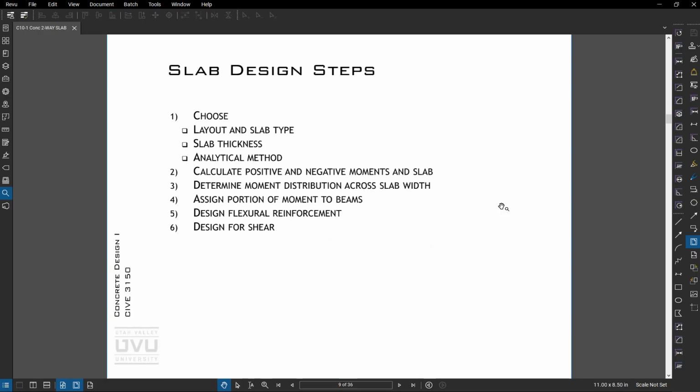All right, so some general steps. We want to start with the general configuration, then jump into the slab thickness, and then choose the analytical method. We'll talk about each of these as we go.